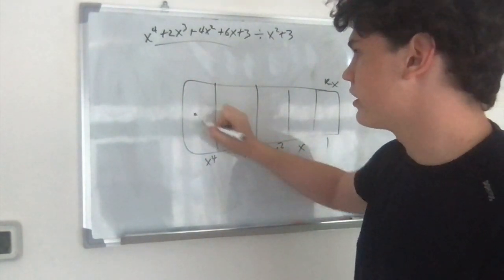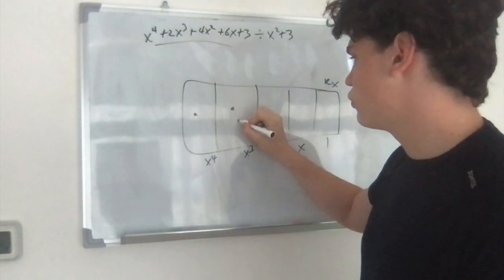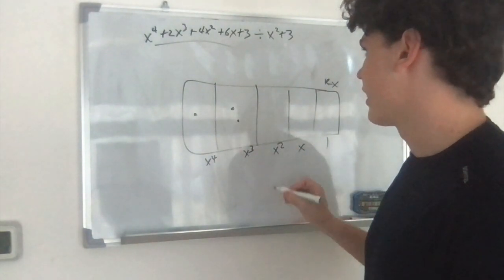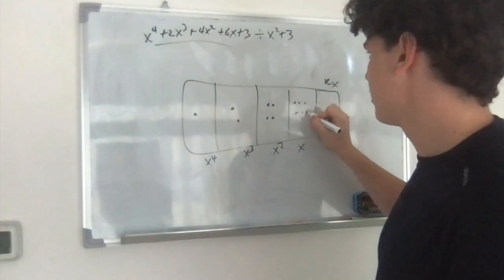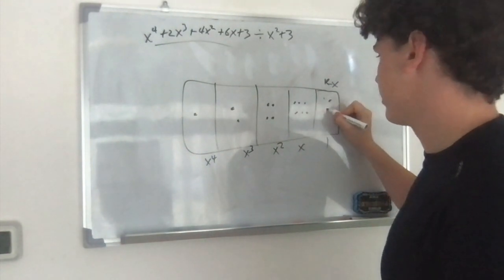So we have 1 dot here, 2 dots here, 4 dots here, 6 dots here, and 3 dots here.